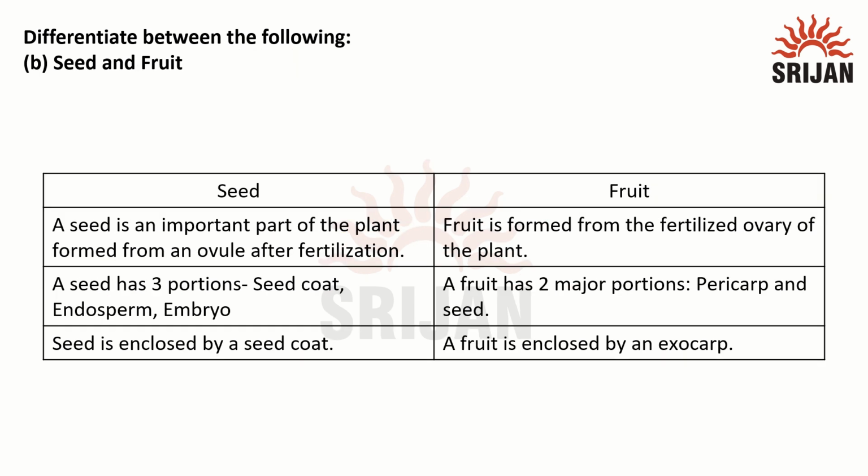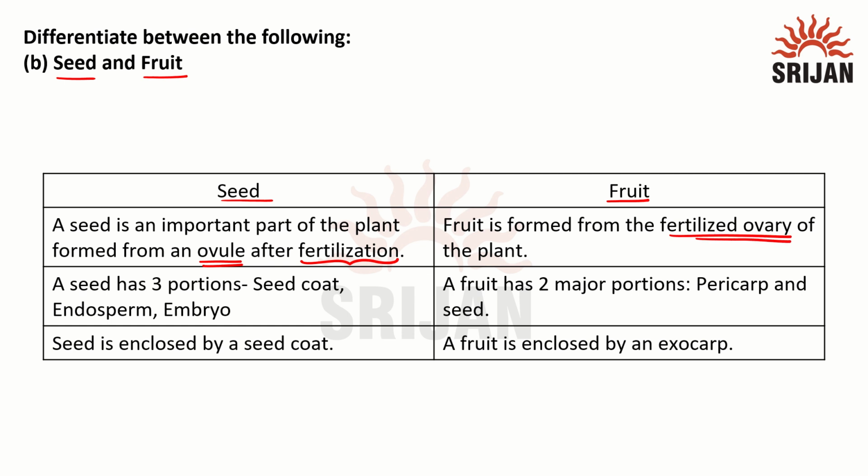The next differentiation is between a seed and a fruit. Seed is an important part of the plant which is formed from the ovule after the fertilization event. On the other hand, fruit is formed from the fertilized ovary.